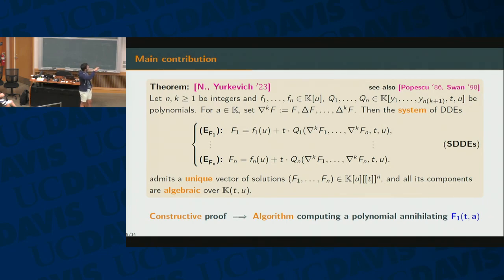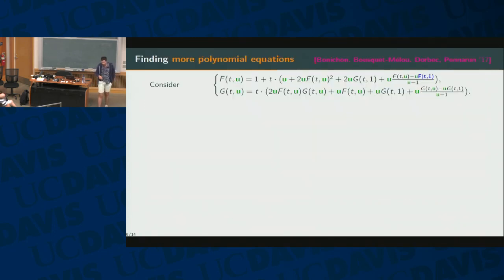We have this nabla operator, which just says that we can consider every discrete derivative operator, so every iteration on any of the series that are considered in this system. And if the equations are in a fixed point type, like here, then there exists a unique vector of solutions whose components are algebraic functions. And so let me give you some intuition about this result and about our method.